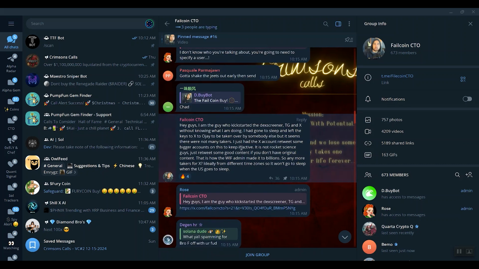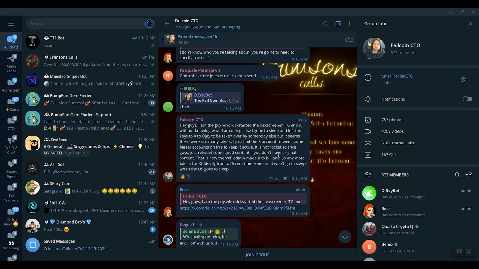I'm the guy who kickstarted the Dexscreener TG and X without knowing what I'm doing. Gone to sleep and left the keys to X to OJ to be taken over by somebody else. But it seems there were not many takers. I just had the X account retweet some bigger accounts. Okay, it's not rocket science, just retweet some good content.